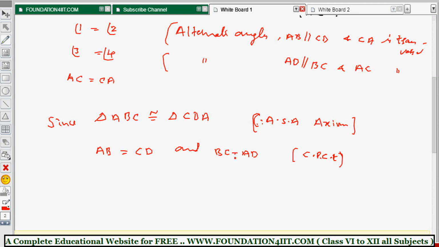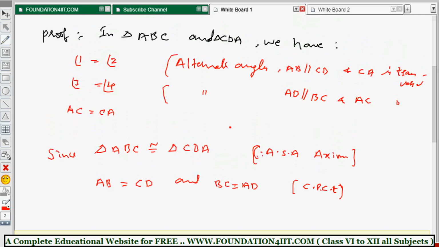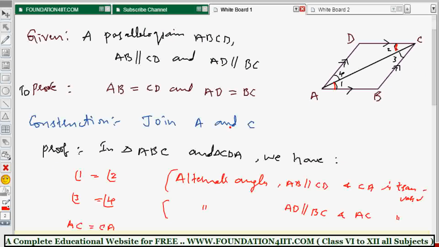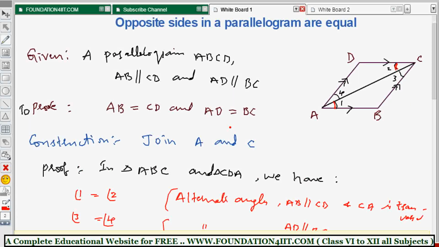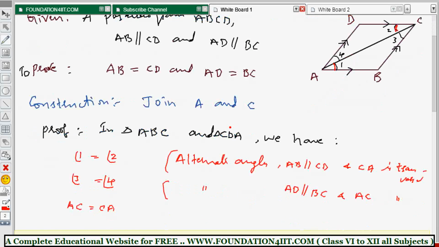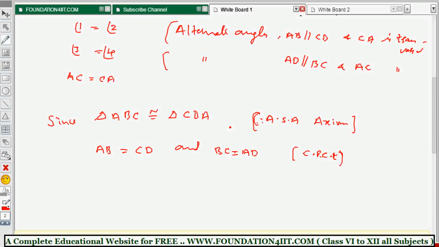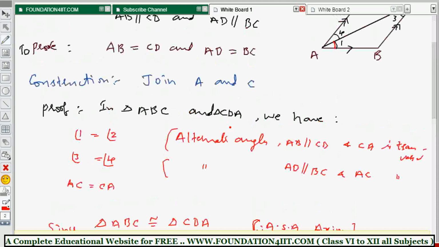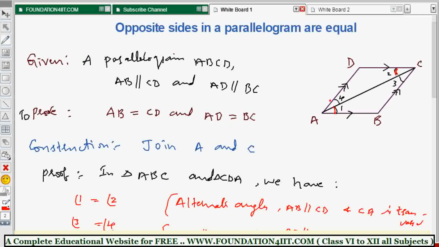When two triangles are congruent, then the corresponding sides are in the same ratio, but they are congruent, right? So they are equal. Then you can conclude AB is equal to CD and AD is equal to BC. Right? So we can prove it in this way. This is the theorem. If you understand which two triangles you need to prove congruent, then it's very easy.